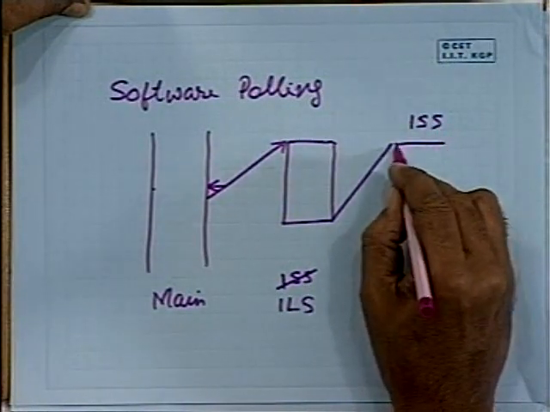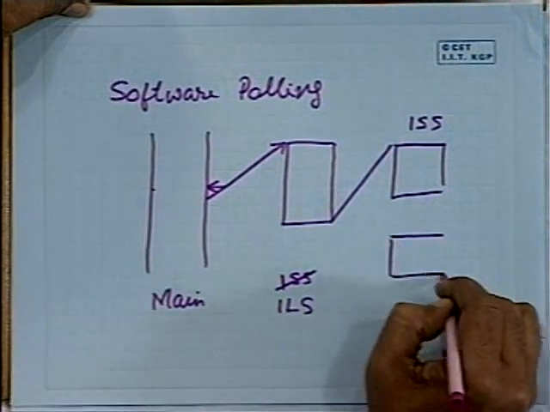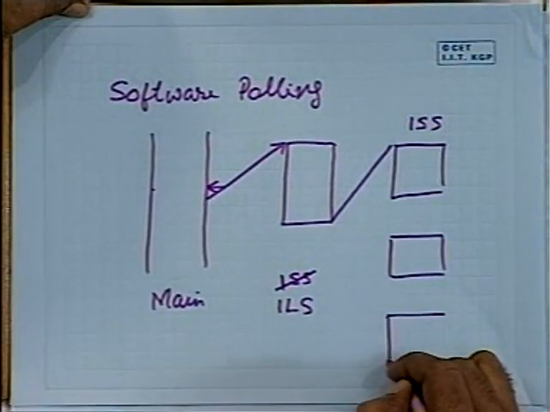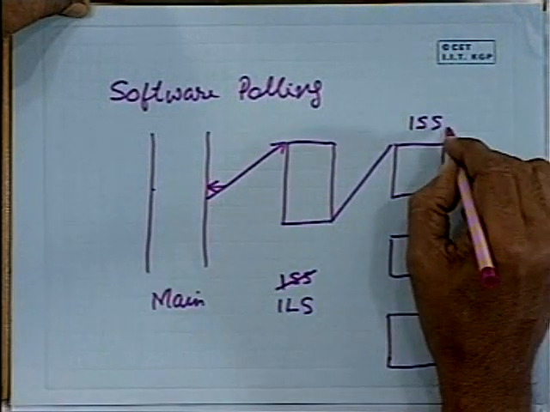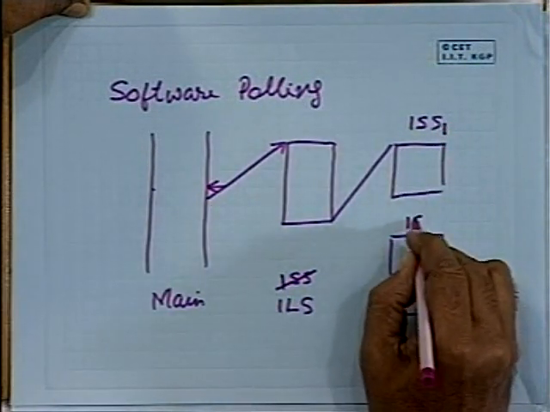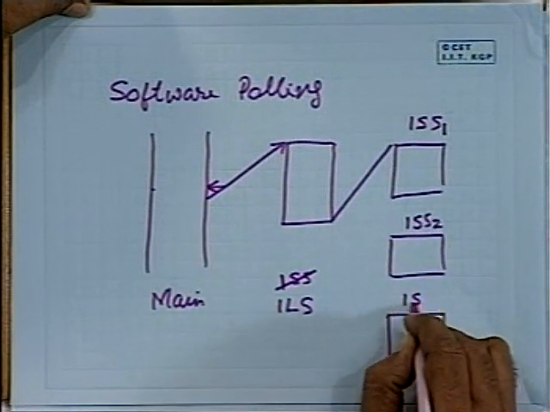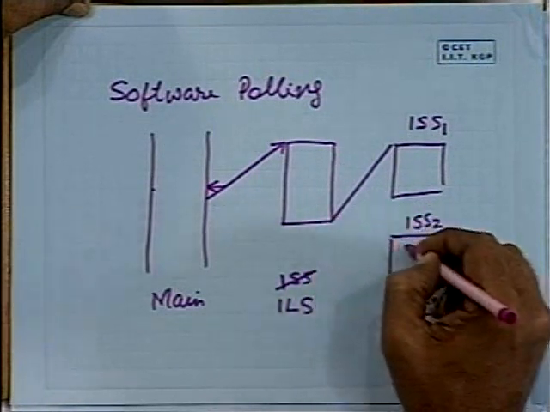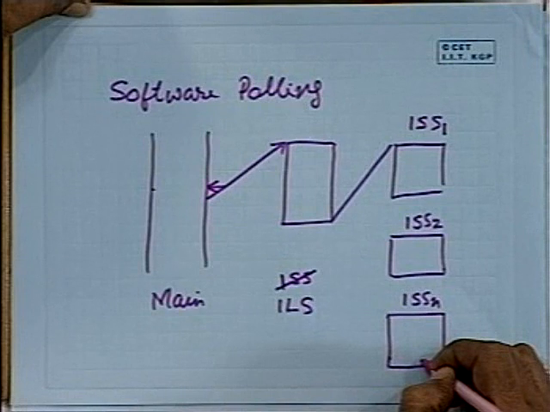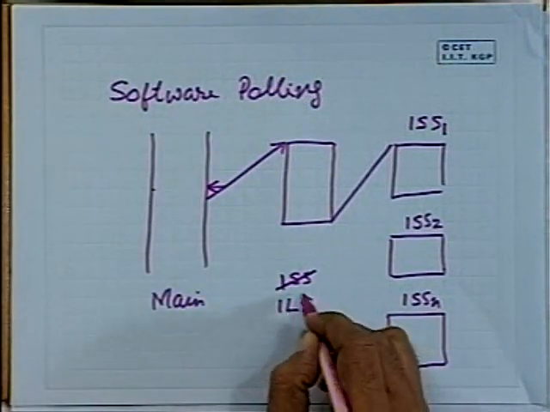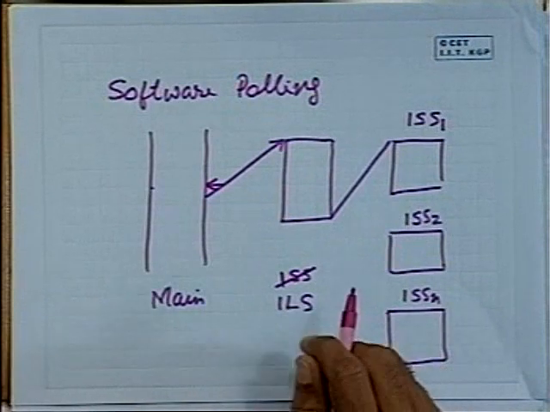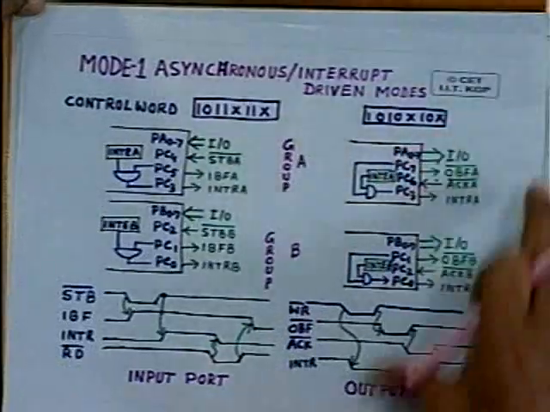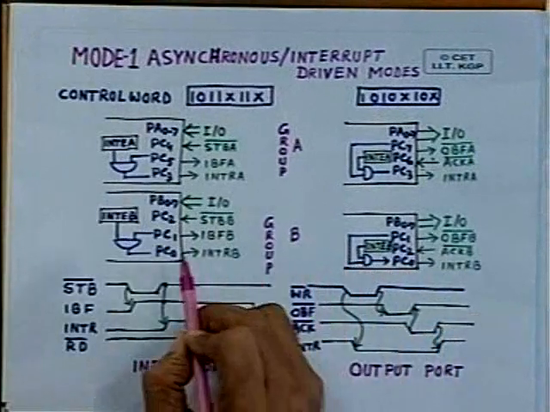That means you can have a number of interrupt service subroutines corresponding to different interrupts, say interrupt service subroutine 1, interrupt service subroutine 2, interrupt service subroutine n, and so on. After identifying the source of interrupt, it will jump to one of the interrupt service subroutines. The question is, how does this interrupt level subroutine identify the source of interrupt? By software means. This can be done by reading the status from the I/O port.